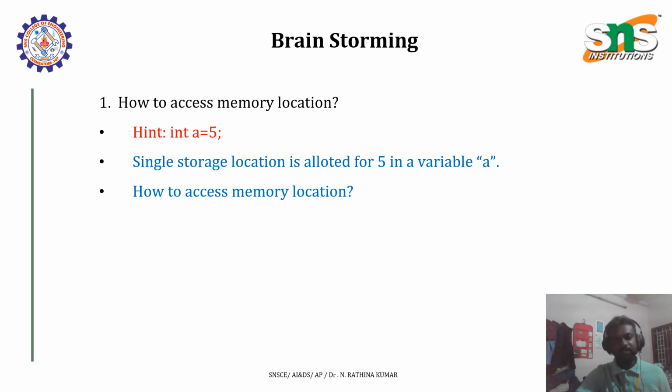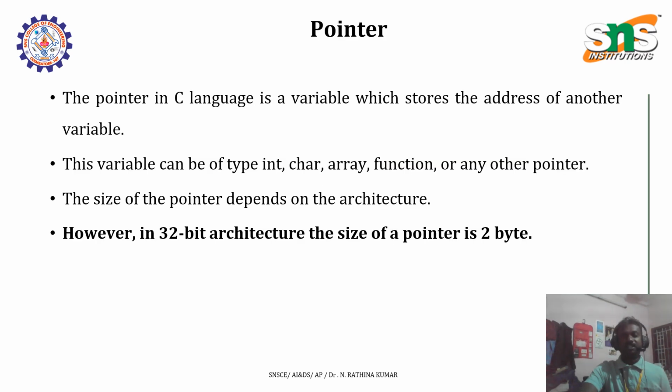If you want to display the value 5, we can easily display it with the help of the printf statement. If you want to access the memory location where it is stored, how do we access that? This is the question, and pointer gives the answer. In C, a pointer is a variable. This is also a variable that stores the memory address of another variable.